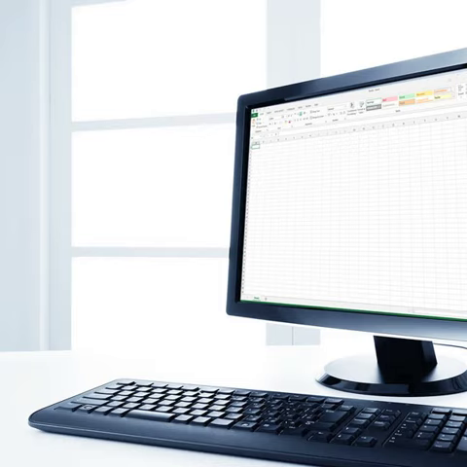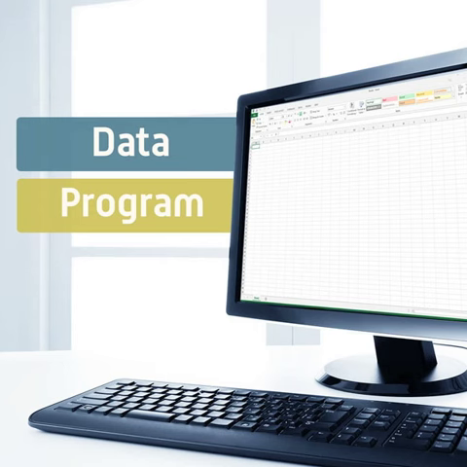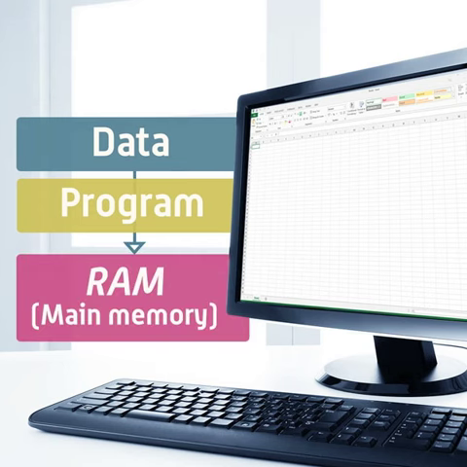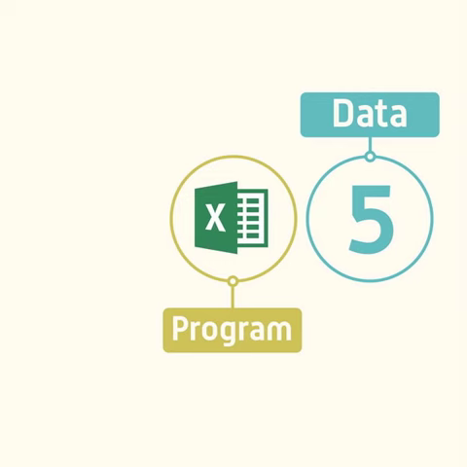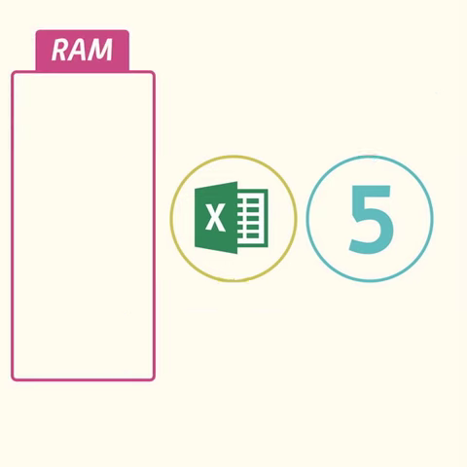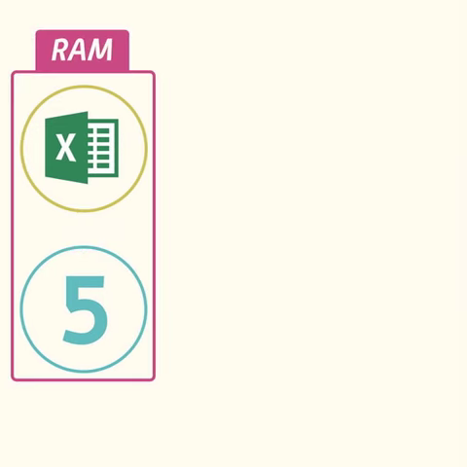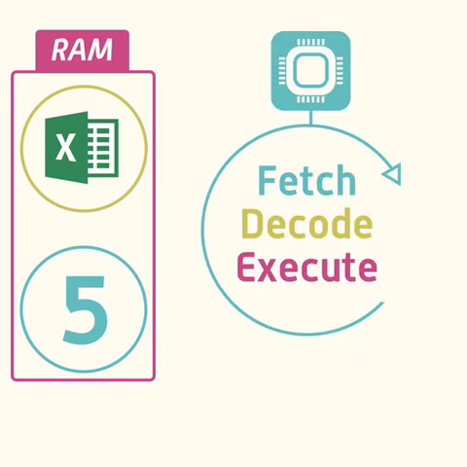When a program runs on a computer, the data it is using and the program itself are loaded into the RAM, or the main memory, by the operating system. For example, when typing a number, both the data the program is using, in this case the number, and the program itself, such as Excel, are loaded into the RAM. Once this is done, the CPU can then begin the fetch, decode, execute cycle.